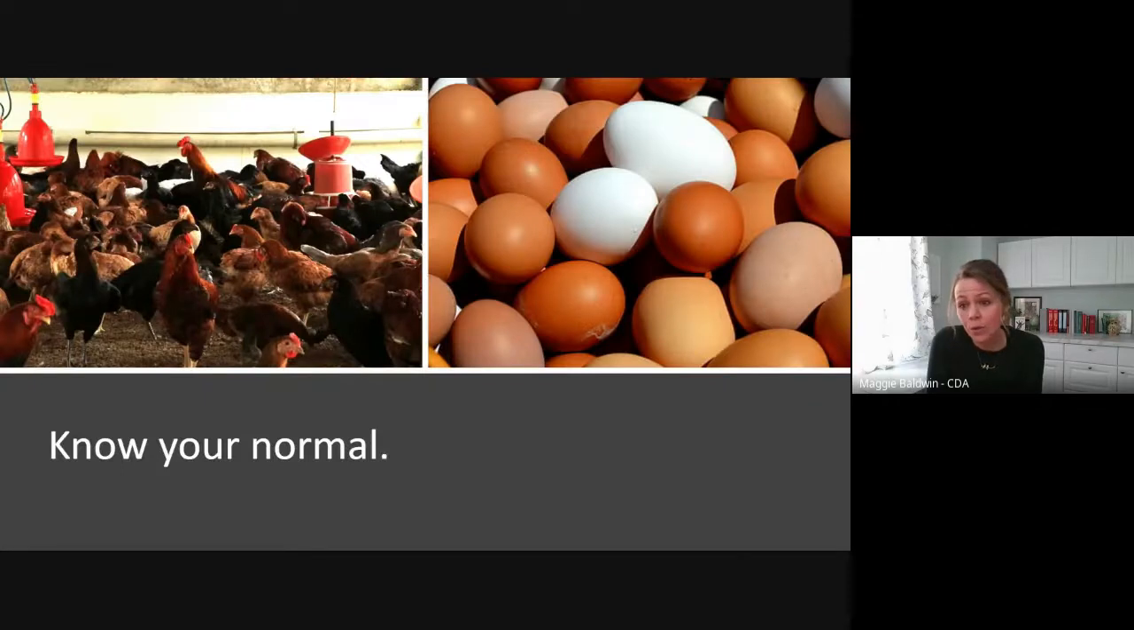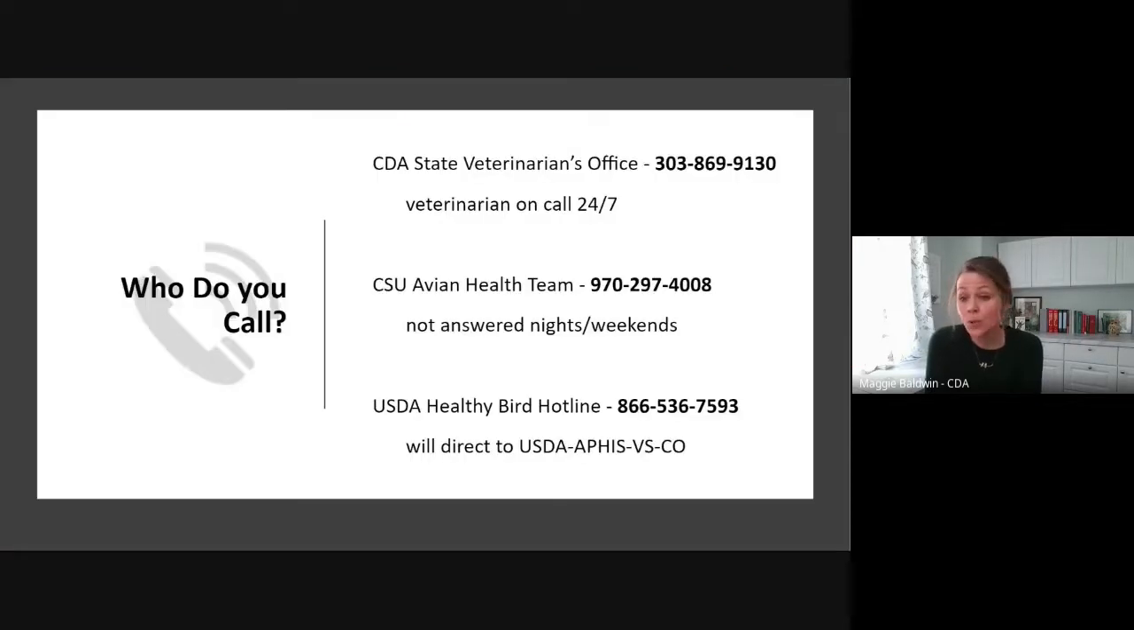So again, know your normal, know what your daily production is, know what your daily production parameters are, and know when you're going to call. And then who do you call? Is another great question. So of course, the state veterinarian's office at the Department of Agriculture, that's our main number, 303-869-9130. You can call that 24 hours a day. If you get that number after hours, if you get the voicemail, it will indicate which veterinarian is on call.